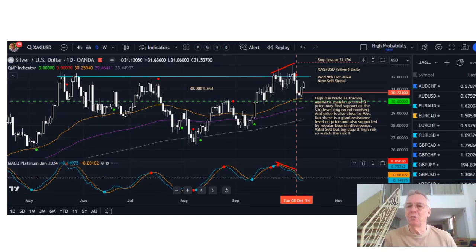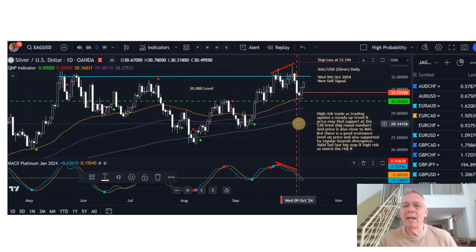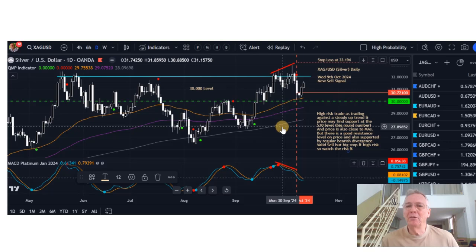Silver, XAG USD. I'm going to sell. I should have done something here. Took the sell on the 9th of October. It's a high risk trade, but I like this resistance level here on price, and there was a bit of regular bearish divergence. And it went down one day, and if you look at the MACD platinum over here, it's still at the MA, so it was a high risk trade, and I said that in my notes. High risk trade is trading against the steady uptrend. So there's a couple of reasons.